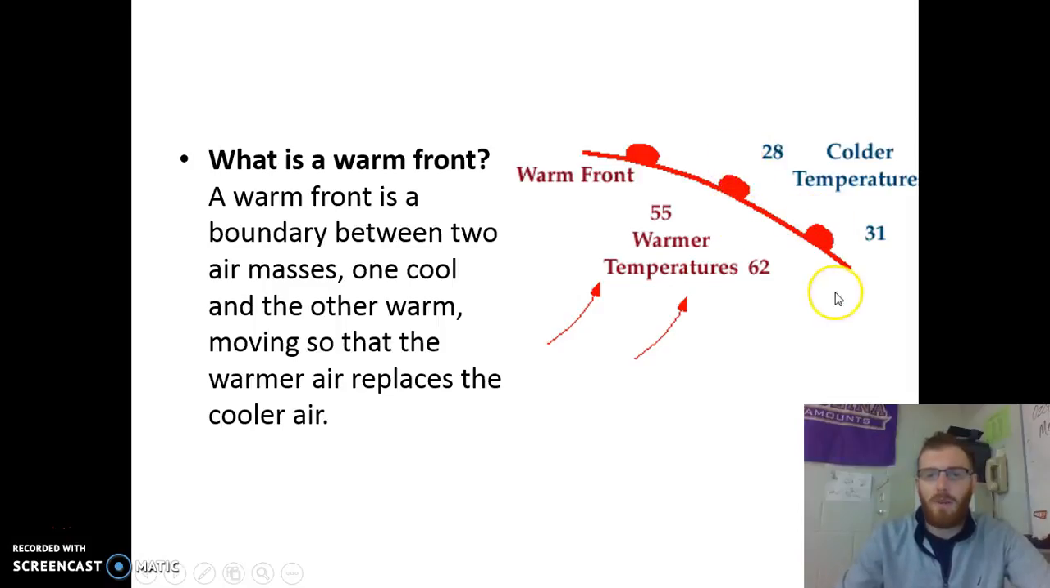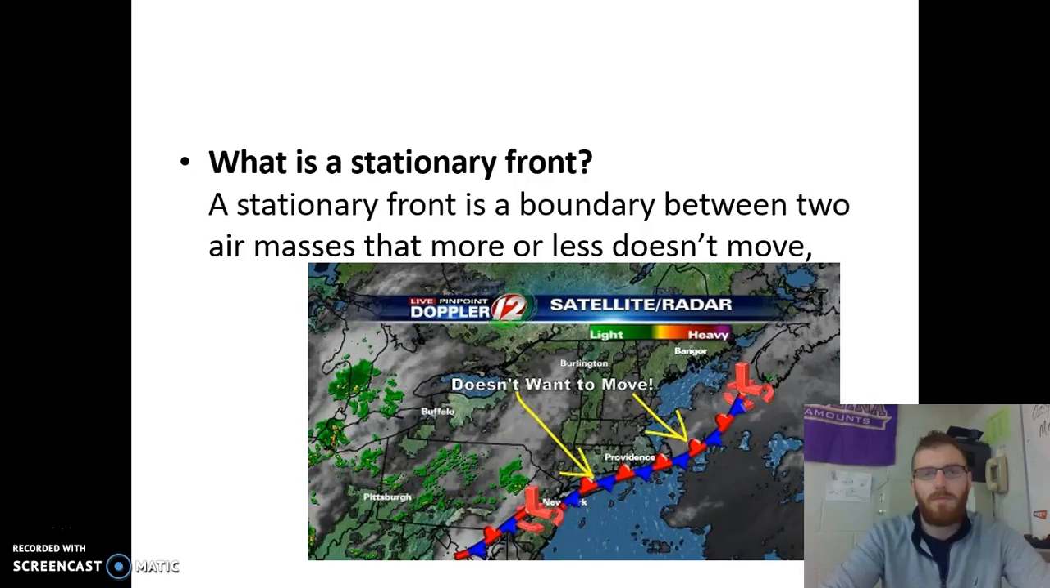Okay, a warm front is the opposite of a cold front, where colder temperatures are pushed out and warmer temperatures replace those. You can see that, and we should know that this symbol characterizes a warm front. A stationary front is a boundary between two air masses that more or less doesn't move. Basically, they hit each other and they just kind of sit there. And we know that that's characterized by the alternating cold and warm front symbols.